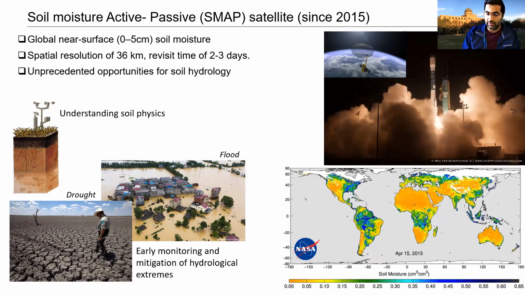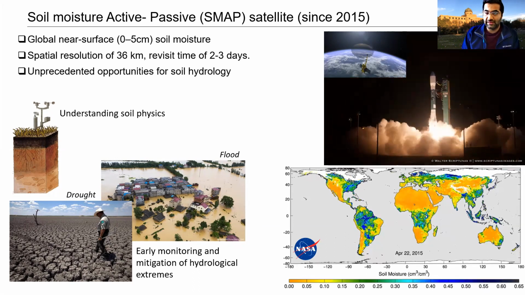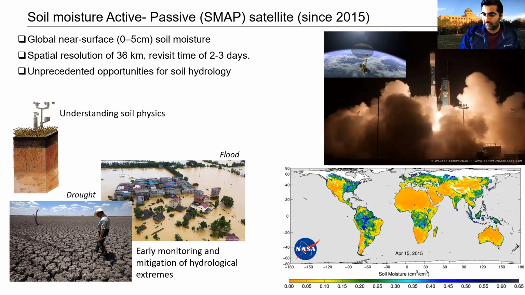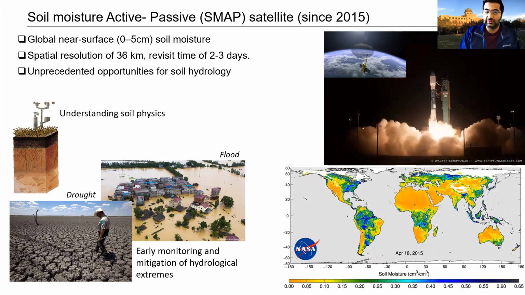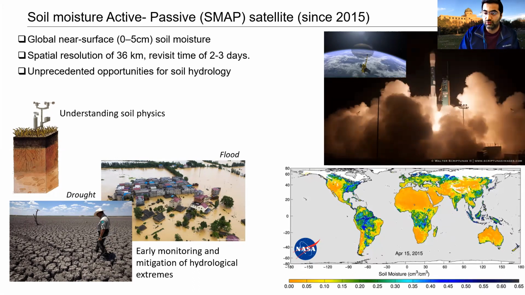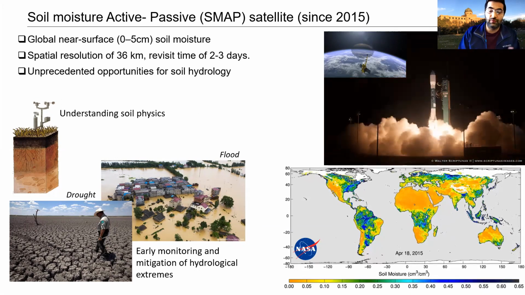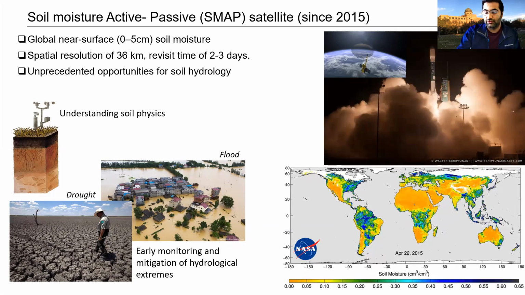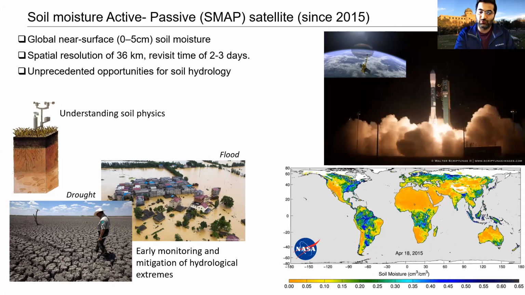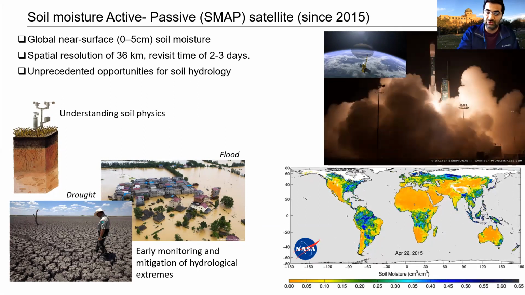So with global coverage and around a 2 to 3 day revisit, this kind of satellite data can help us understand these hydrological extremes much better and even forecast them with better accuracy. This is the prime motivation for why we wanted to do a large-scale geospatial analysis.